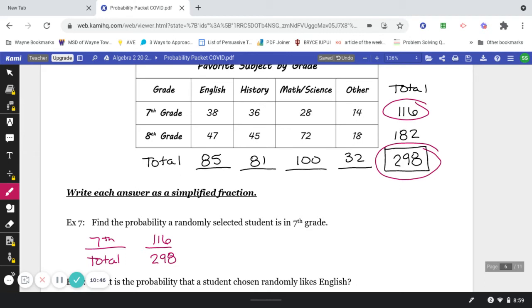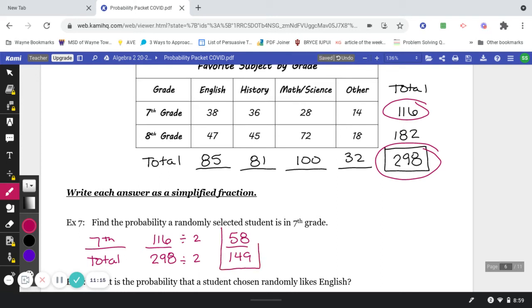Now, instead of typing it into a calculator, we'll just see if we can reduce. I know both of those can be divided by 2. And when I divide each of those by 2, I get 58 and 149. And that's as reduced as that can go. There's not many numbers that go into 149, so I'll leave that.